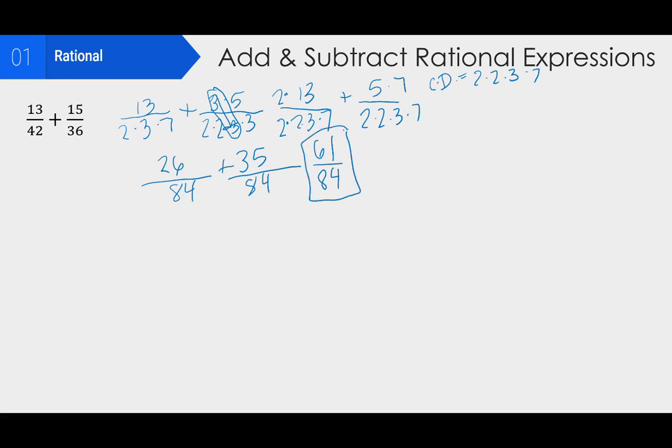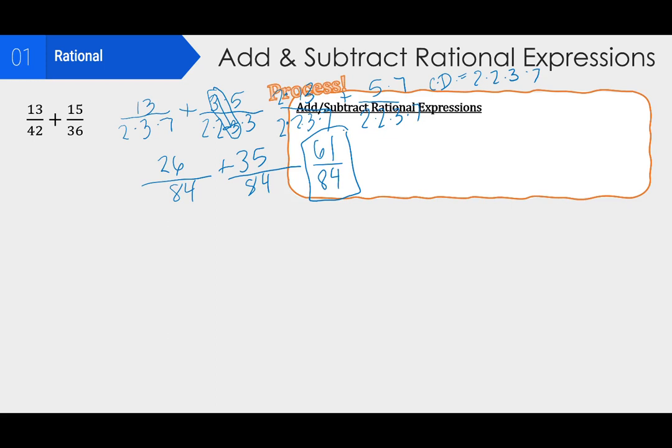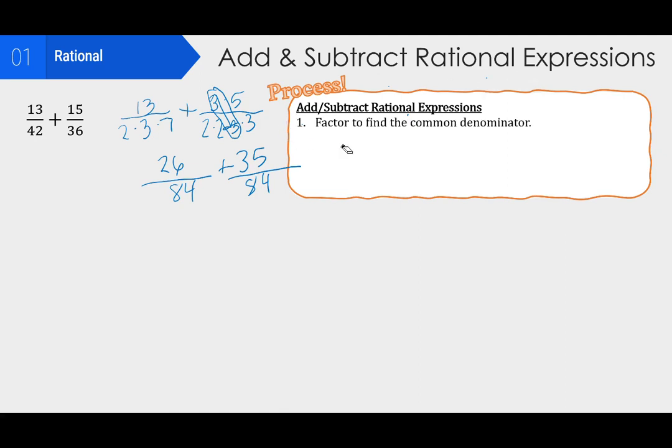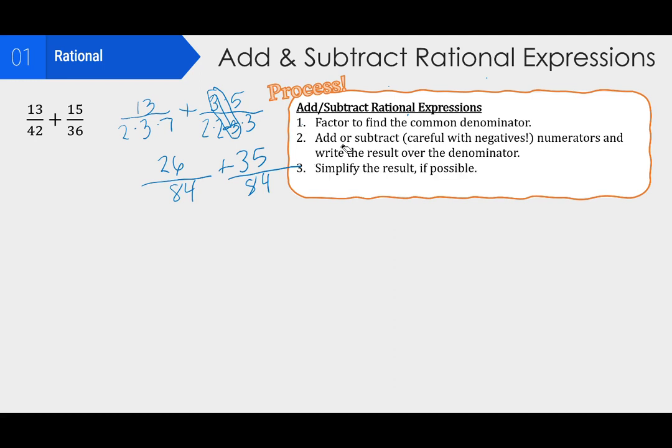Can't simplify that anymore. So we're going to follow the same process. To add and subtract rational expressions, it's the same process as we just did with the fractions. First, factor to find the common denominator. Then add or subtract after we've gotten the common denominator, the numerators. Then simplify if we can.